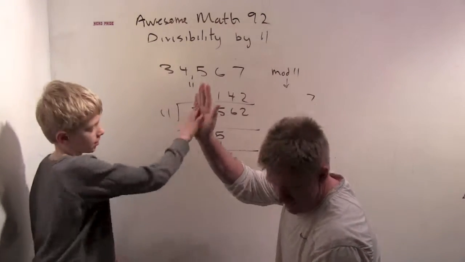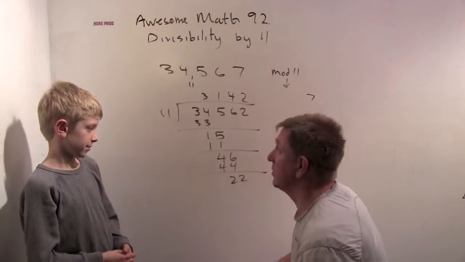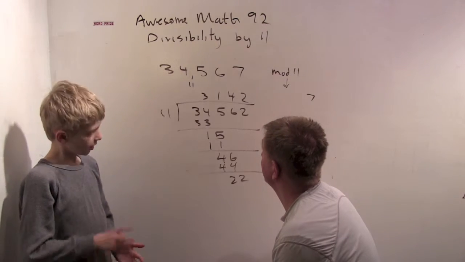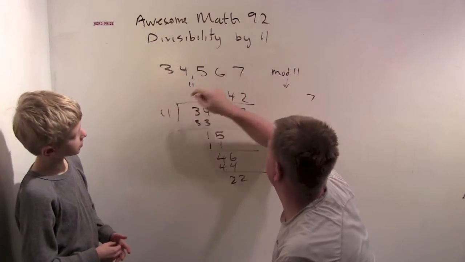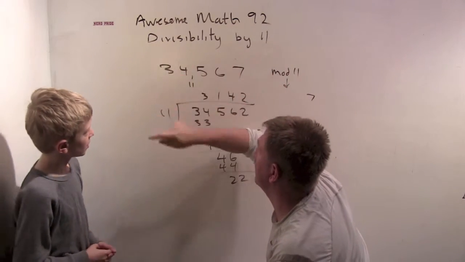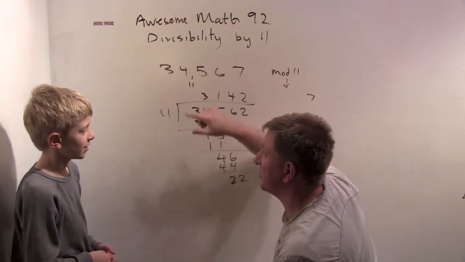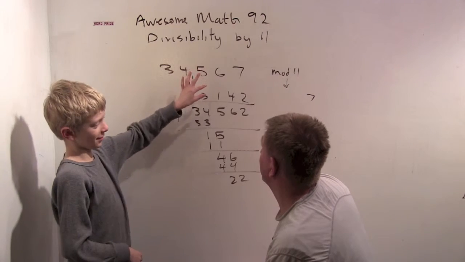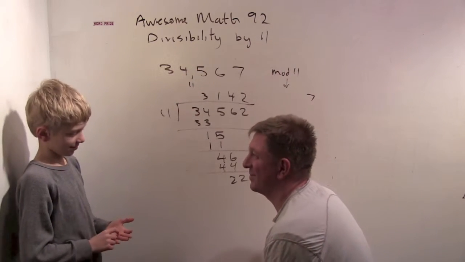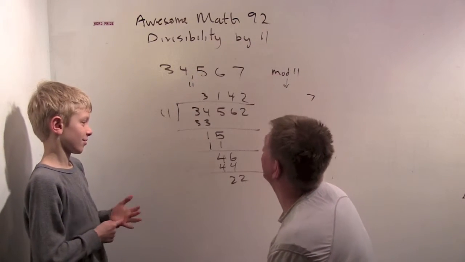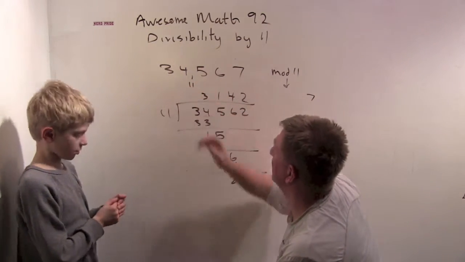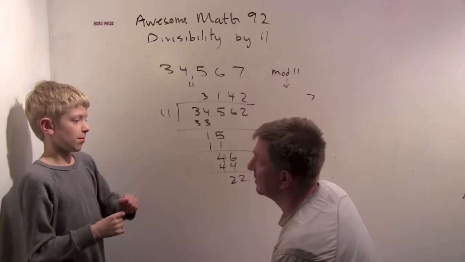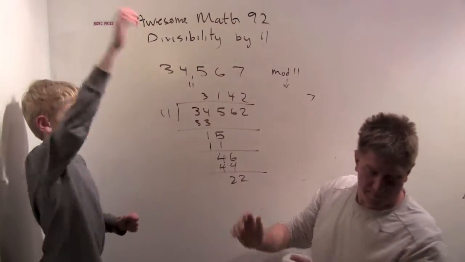Good work this morning. Divisibility rule by 11 is really fun, isn't it? It's surprising. You add up the odd numbered digits, so digit 1, digit 3, digit 5, and subtract away the even numbered digits, digits 2 and 4 here. And if you get something divisible by 11, it's divisible by 11.